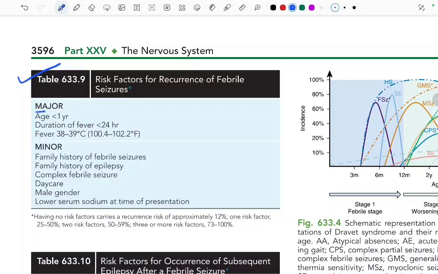The major ones are, if the age of the child is less than 1 year, duration of the fever less than 24 hours, and fever of 100 to 102 degrees Fahrenheit, then also the child had seizures. These are the major risk factors, and the minor ones are family history of febrile seizure, family history of epilepsy, complex febrile seizures, daycare, male gender, low serum sodium at the time of presentation. These are all the minor risk factors for the recurrence of the seizures.